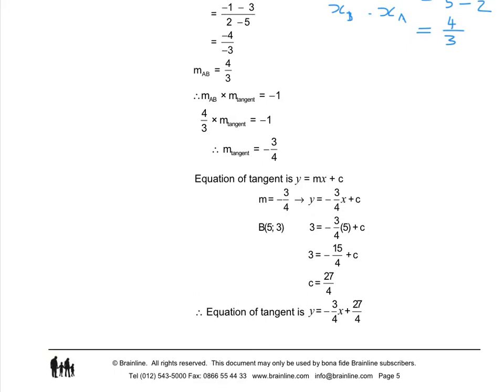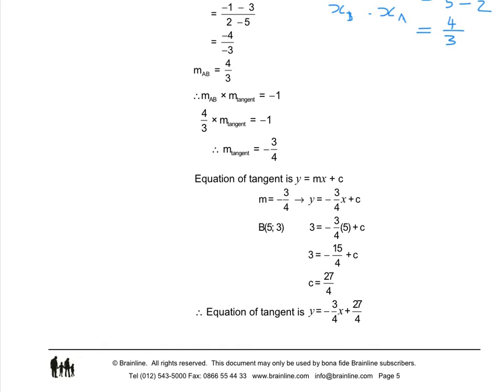So remember, for perpendicular lines, the gradient of the radius times the gradient of the tangent must be equal to minus 1. So the gradient of the radius, 4 over 3, is multiplied by the gradient of the tangent being equal to minus 1. In other words, to find the gradient of the tangent, I have to do the opposite calculation and divide the 4 over 3 into the minus 1. So minus 1 divided by 4 over 3 is equal to minus 3 over 4. Short method: change the sign from a positive to a negative and toss the fraction, 3 over 4.